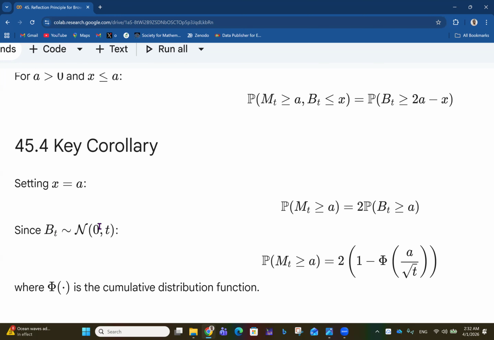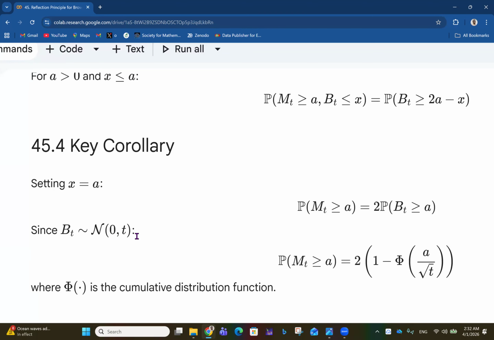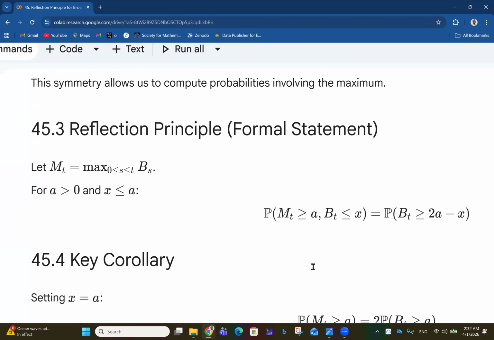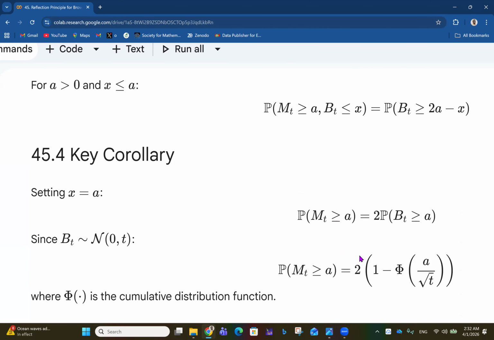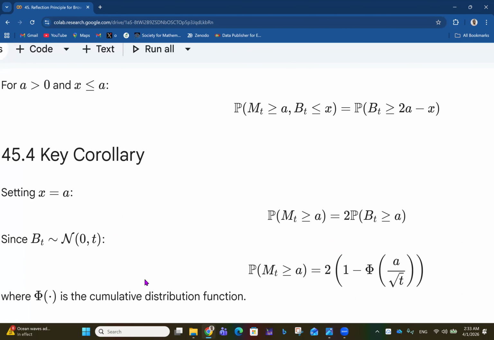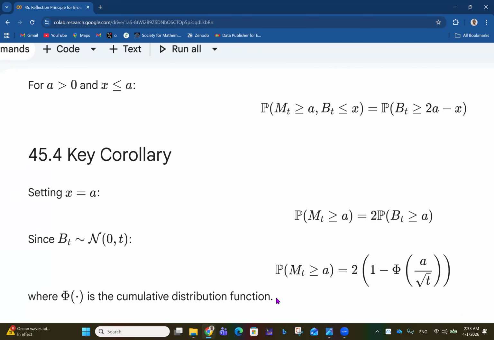Since B_t is normally distributed with mean 0 and variance t, we can then say that the probability that M_t is greater than or equal to a is equal to 2 multiplied by 1 minus phi of a over the square root of t, where phi is the cumulative distribution function. You can get this from a table, and if you're working online, you can also just Google and get the value. I'm going to show how you do that as we go on.